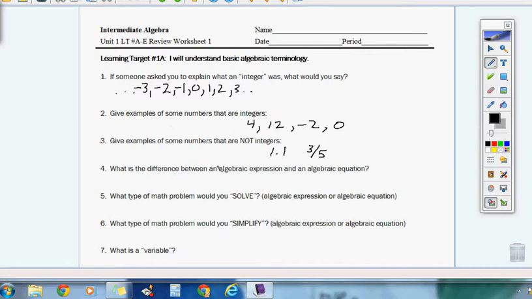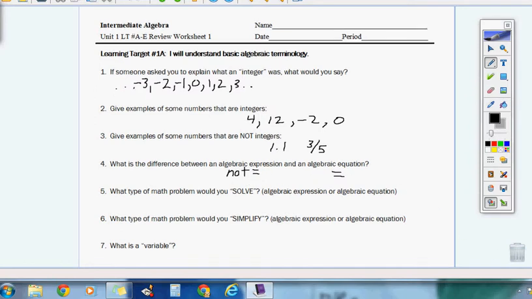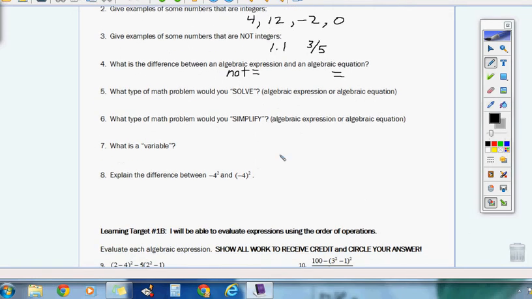What is the difference between an algebraic expression and an algebraic equation? Well, an equation will have an equal sign, and an algebraic expression will not have an equal sign. So that's the big difference between those two. An algebraic equation, you solve. So what type of math problem would you solve? I'm solving an algebraic equation. Which one would I simplify? An algebraic expression. And we'll talk through those the rest of this.